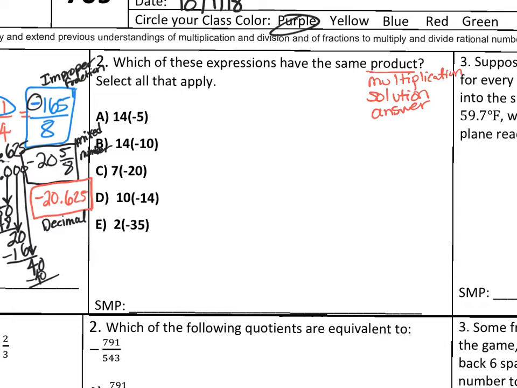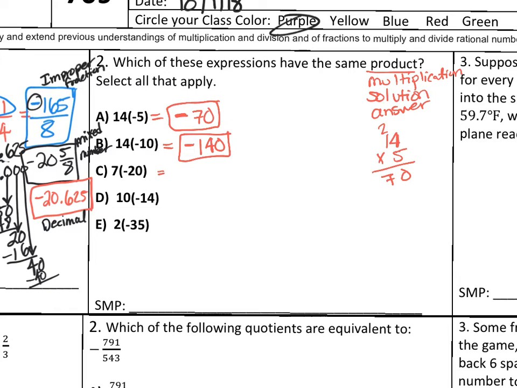Number 1, or not number 1, A, 14 times negative 5. All you're doing is solving that. Now, a positive times a negative is going to be negative. And 14 times 5, let's do it on the side. 14 times 5. 4 times 5 is 20. Carry the 2. 1 times 5 is 5. 5 plus 2 is 7. So it's negative 70. Okay, let's find B. 14 times negative 10 is negative 140. Okay. C. 7 times negative 20.